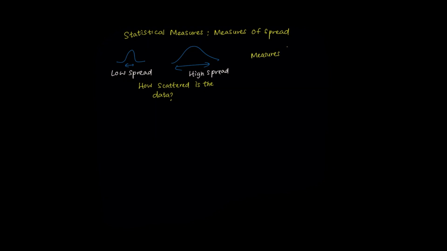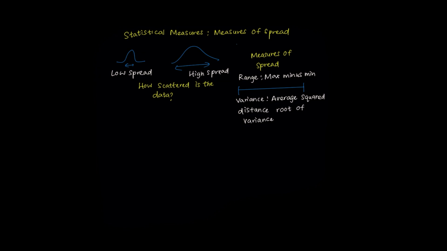Range is the simplest measure, just the difference between the highest and lowest values. Variance and standard deviation are more sophisticated, measuring the average distance of data points from the mean. These measures are crucial because two datasets can have the same average but very different spreads, and that difference matters.